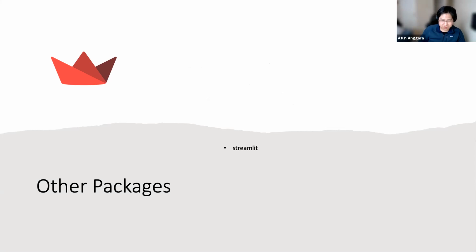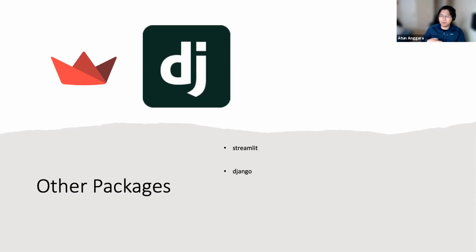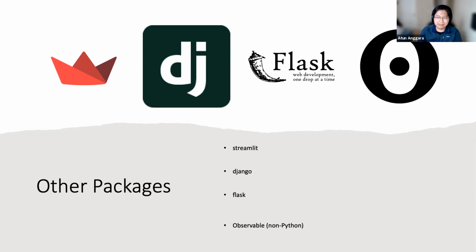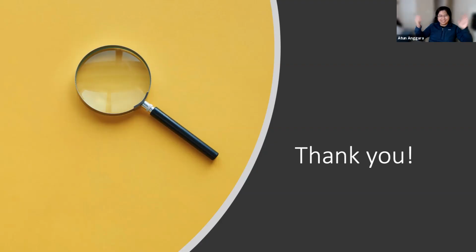There are other packages that people can use. One of my favorites is Streamlit, which I didn't really share today, but it's something that I like. There's Django, which is definitely a more traditional front-end app. There's Flask, and that's another web development framework. If you enjoy D3 and JavaScript, Observable is a really great package that someone can use. And so with that, thank you.